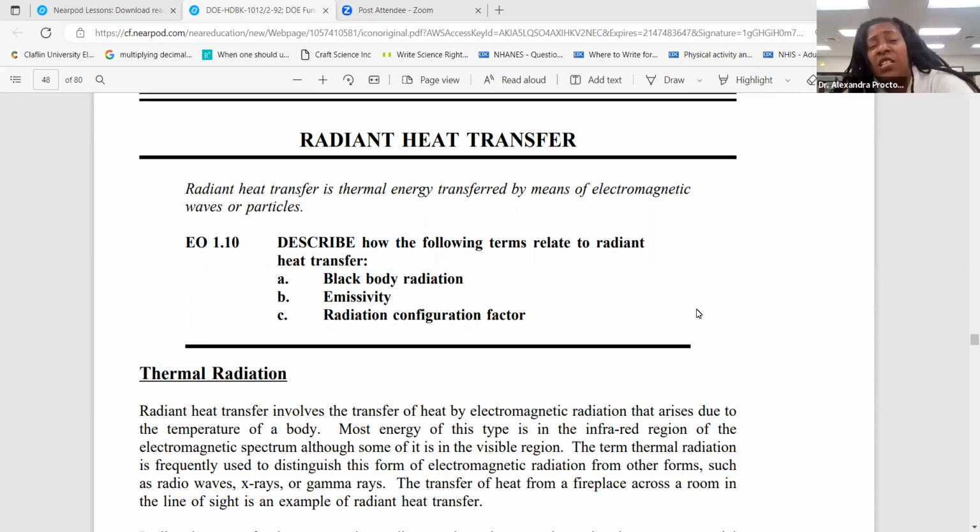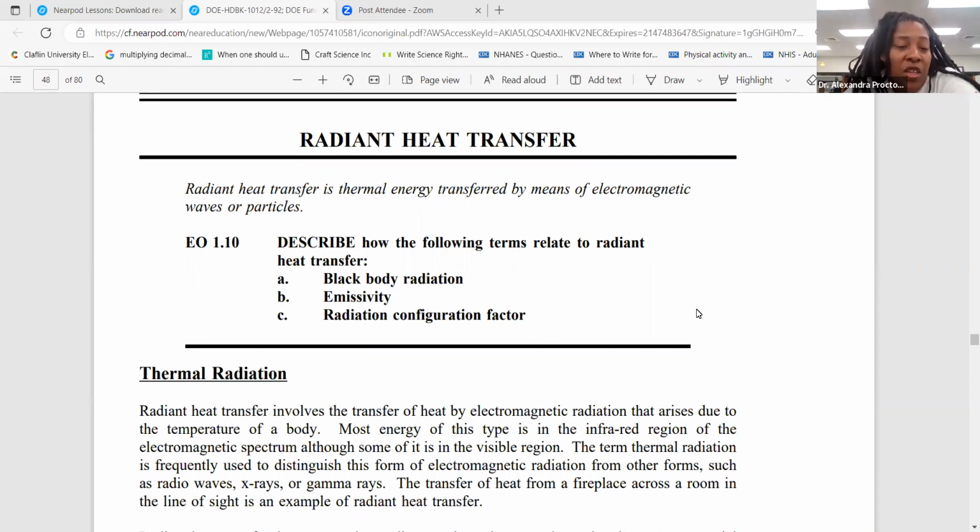Radiant heat transfer is thermal energy transferred by means of electromagnetic waves or particles. And so in this chapter, we're going to describe how these terms relate to radiant heat transfer, such as black body radiation, such as emissivity, such as radiation configuration factor.